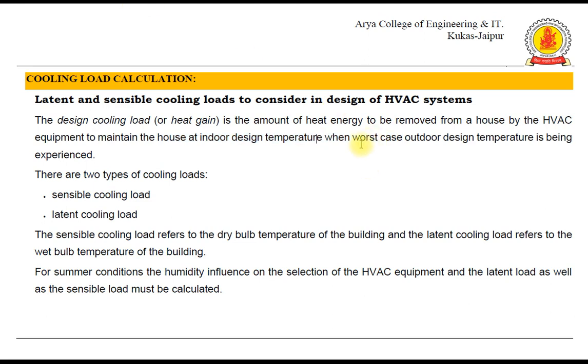We have to design it when the worst outdoor conditions are being experienced. We have to design our system for the worst outdoor condition. Now there are two types of cooling load. One is sensible cooling load, another is latent cooling load. The sensible cooling load refers to the dry bulb temperature of the building, and latent cooling load refers to the wet bulb temperature of the building. For summer conditions, humidity influences the selection of HVAC equipment, that is refrigeration equipment, and the latent load as well as sensible load must be calculated for it.